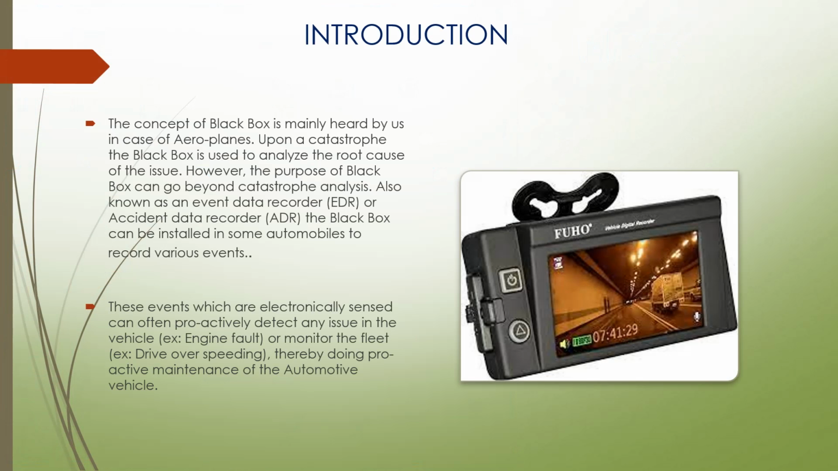Introduction. The concept of black box is mainly heard by us in case of aeroplanes. Upon a catastrophe, the black box is used to analyze the root cause of the issue. However, the purpose of black box can go beyond catastrophe analysis. Also known as an event data recorder or accident data recorder, the black box can be installed in some automobiles to record various events. These events, which are electronically sensed, can often proactively detect any issue in the vehicle or monitor the fleet, thereby doing proactive maintenance of the automobile vehicle.